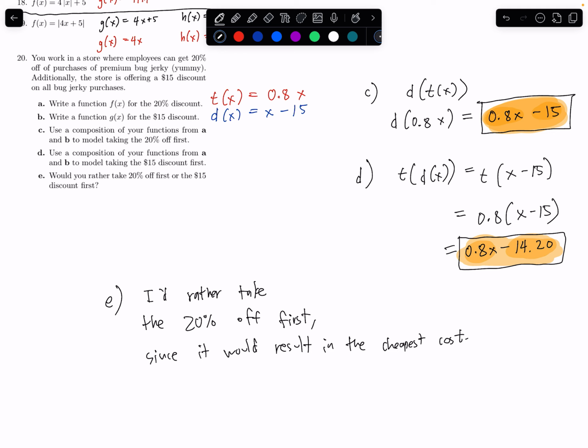Yeah, kind of interesting. It actually matters the order that you compose them in this case, the order that you take the discounts. So something to keep in mind if you're ever in a similar situation like that.